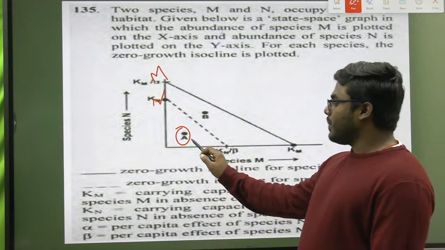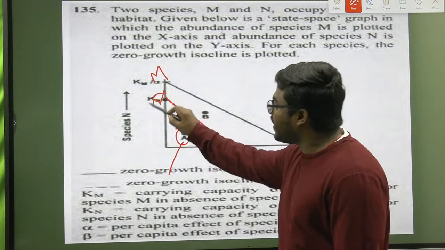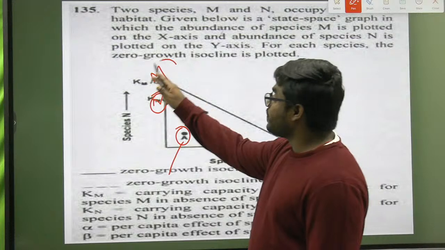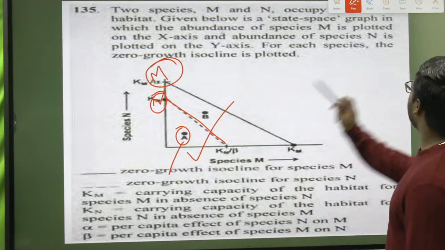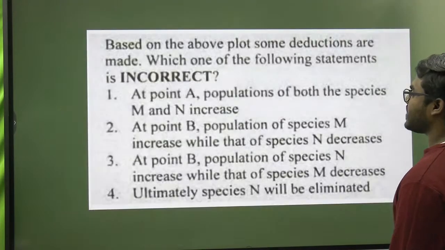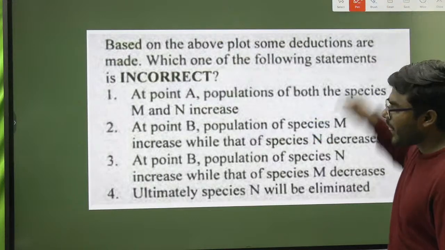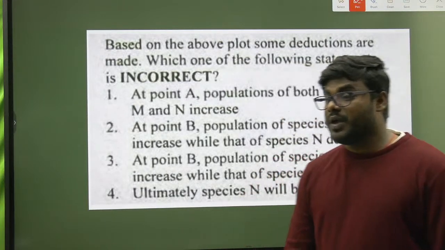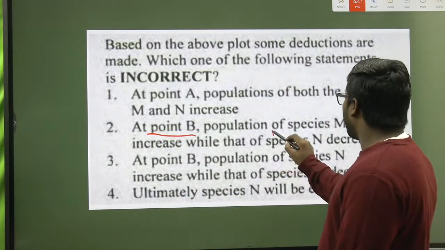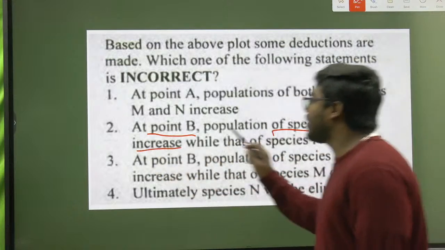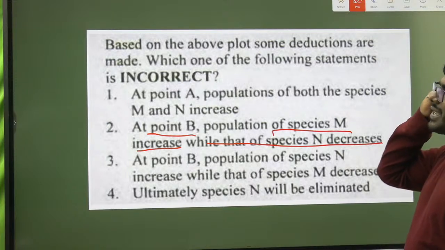Absolutely true statement, because this point is below the isocline of N. At the same time, it is below the isocline of M also. Then undoubtedly at point A, both M and N increase. Undoubtedly option A is the correct option. Now you only look into option B, friends. Option B: at point B, population of species M increases while that of species N decreases.